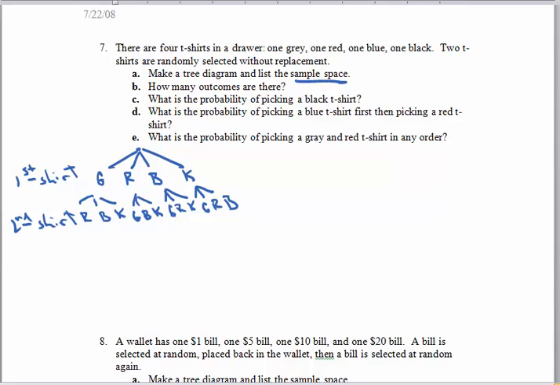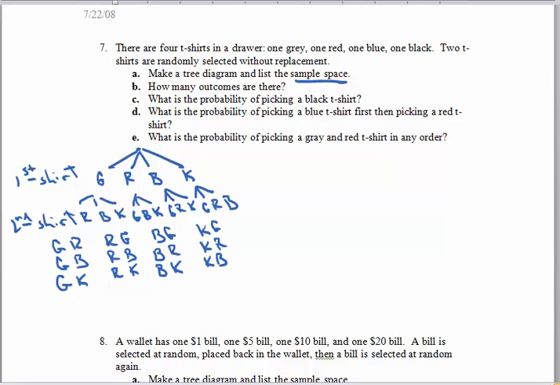So the sample space would be GR, GB, GK, and then RG, RB, RK, BG, BR, BK, and then KG, KR, KB. So there's 12 possibilities altogether. So there's your sample space.